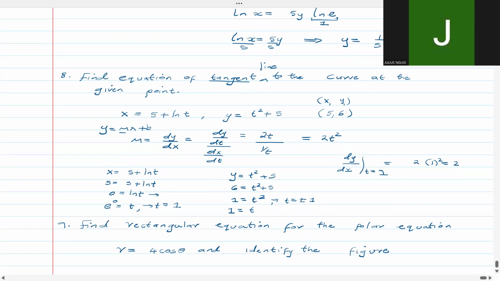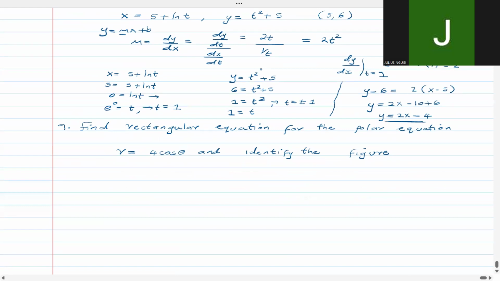And because we wanted the equation, we get y minus y1, which is 6, equals m, which is 2 in this case, times x minus x1, which is 5. So that means we have y equals 2x minus 10, and then we move 6 to the other side. So the equation is y equals 2x minus 4. That's the equation of the tangent line at that point.